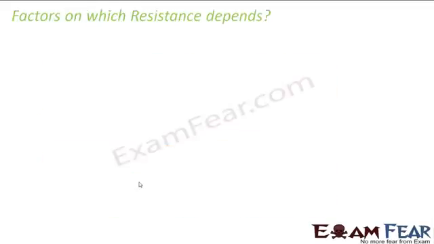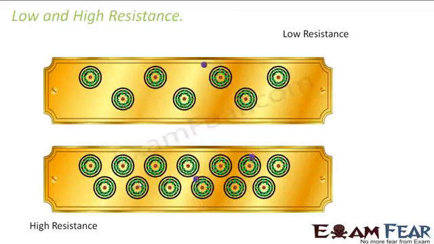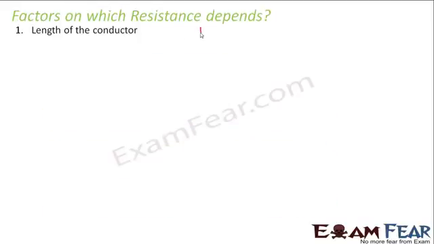Right? So now let us see what are the factors on which resistance of a material depend. The first one is length of a conductor. So greater the length of a conductor, more will be the collision, because as you saw in our last slide, if the length of the conductor is more, that means the free electron will experience more and more collision. So more collision means more resistance, right? So that means resistance will increase with increasing length. So we can say that resistance is directly proportional to the length of the conductor.